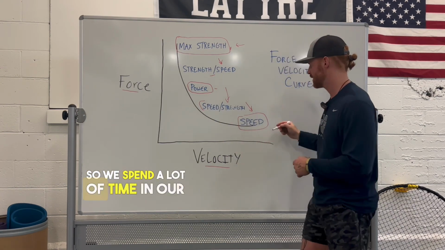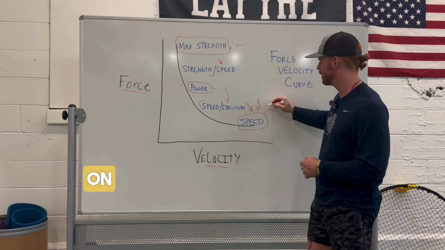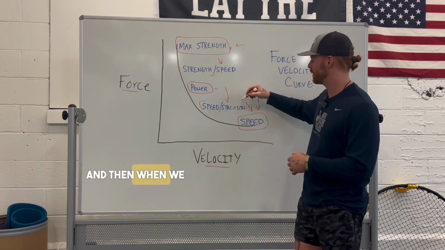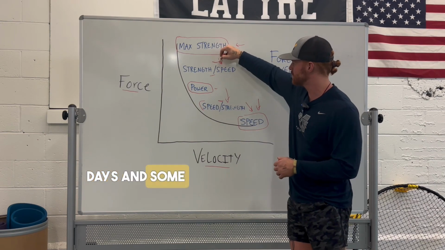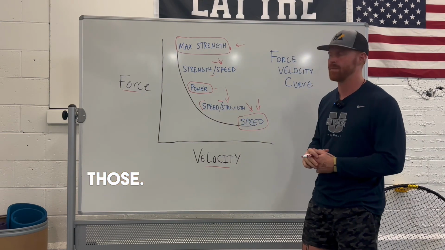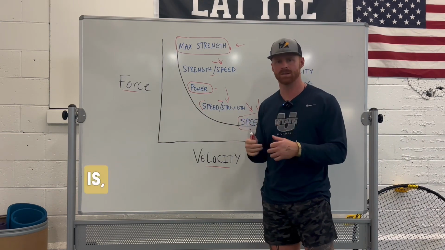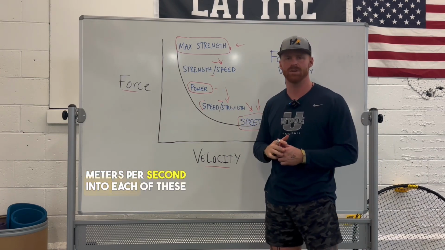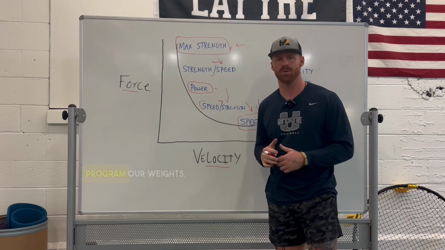So we spend a lot of time in our accessories and prep on low-level plyometrics and movements that are going to develop speed. And then when we lift, we'll do some speed strength days and some strength speed days, and we'll track those. And we'll see what the bar speed is. And there's whole categories that fall into meters per second for each of these categories. And that's how we program our weights.